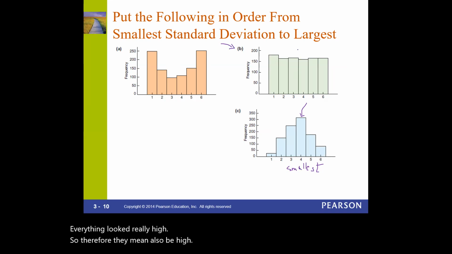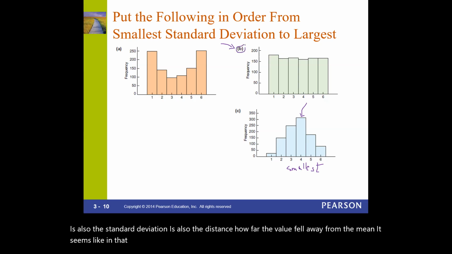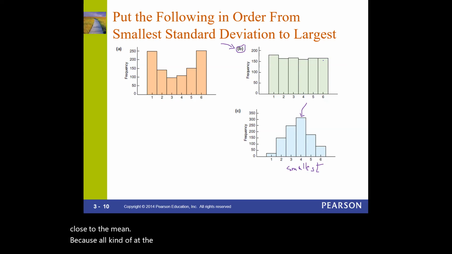But there's a problem. The standard deviation is also the distance of how far the values fall away from the mean. It seems like in B, the values might be close to the mean. All of them might be very close to the mean because all of them have the same type of variation. While A, I cannot say anything right now about B. It's hard to say about B.